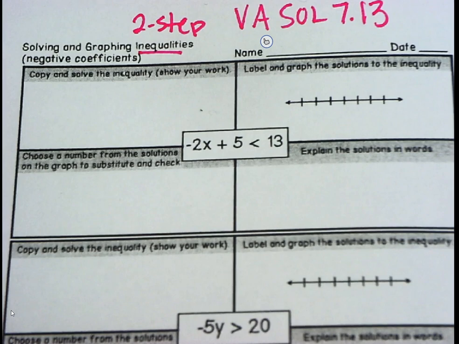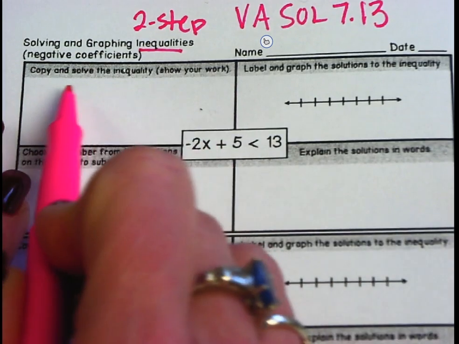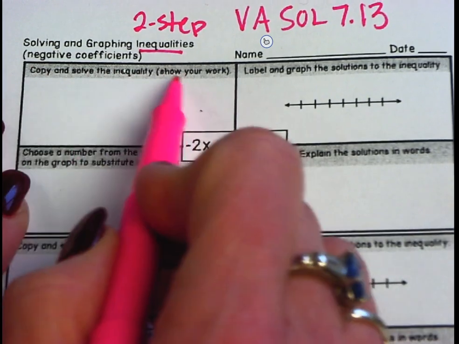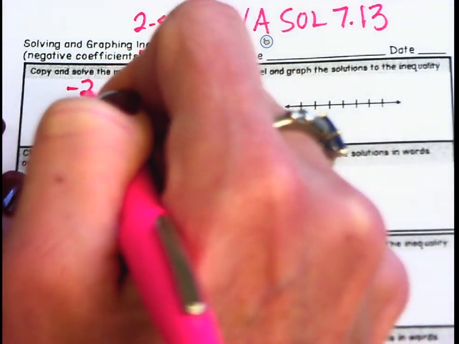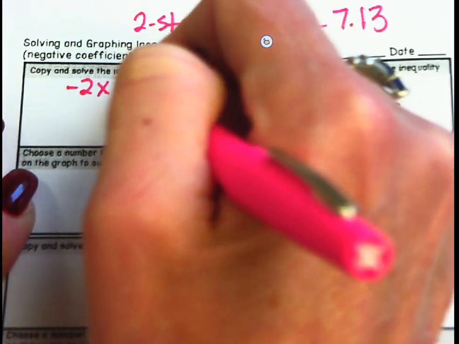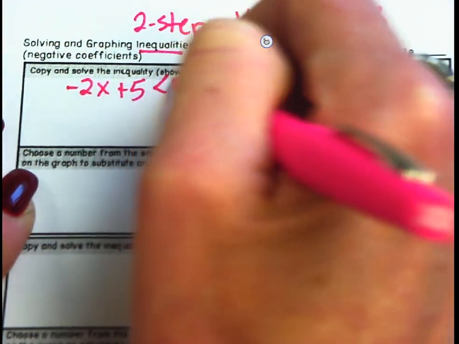So when we get to the answer, we don't just have one number as an answer. Even though we get one number from the solution, we need to realize that that includes sometimes an infinite number of solutions. So we're going to go ahead and start, and we're going to write our inequality over here. Negative 2x plus 5 is less than 13.